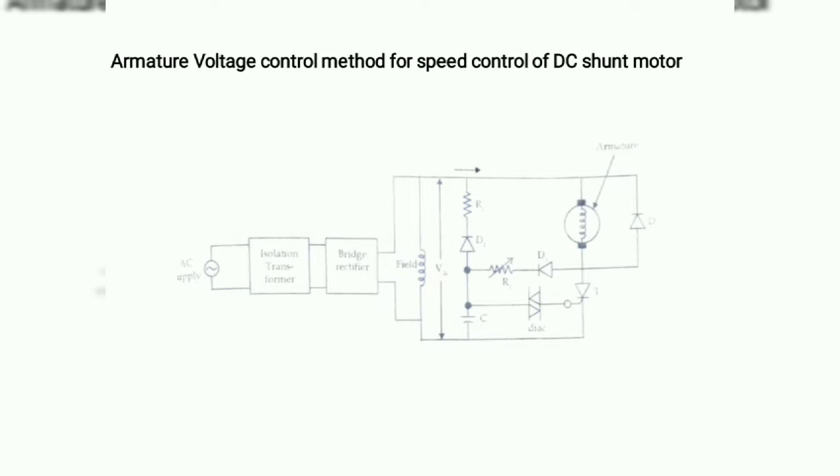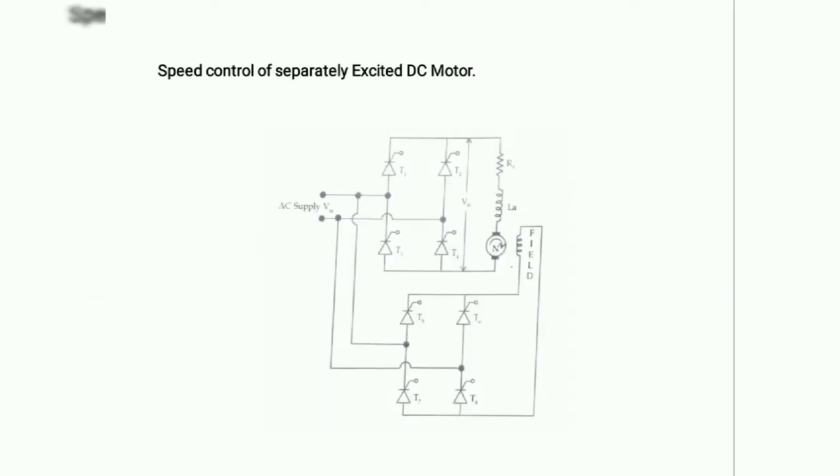The power delivered to the armature depends on the length of the SCR conduction interval, that is, on time. Therefore, the longer the conduction interval, the lower the value of R, meaning more current flows through the SCR, and the faster the motor revolves. This is the working of the armature voltage control method for speed control of a DC shunt motor.